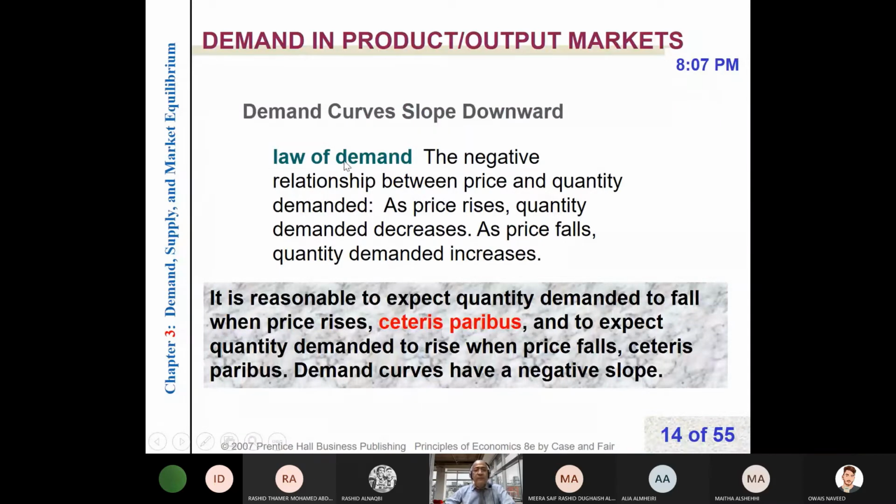Mira, safe? Yes, Mira, doctor, read the law of demand. Law of demand, the negative relationship between price and quantity demanded. As the price rises, quantity demanded decreases. As the price falls, quantity demanded increases.